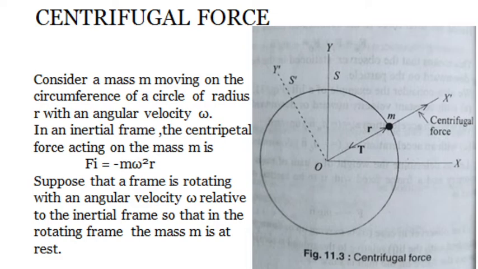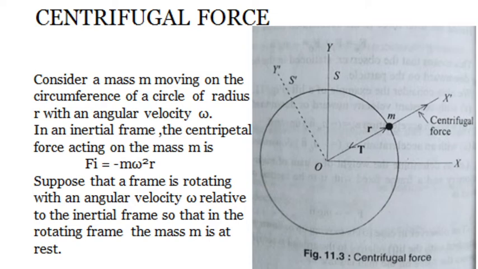So here we are dealing with the centrifugal force. So I have to consider a mass m moving on the circumference of a circle of radius r. Okay, it is moving with an angular velocity omega. In the case of the inertial frame, the centripetal force acting on the particle is Fi. Fi denotes the inertial force in the inertial frame. It is equal to minus m omega square r.